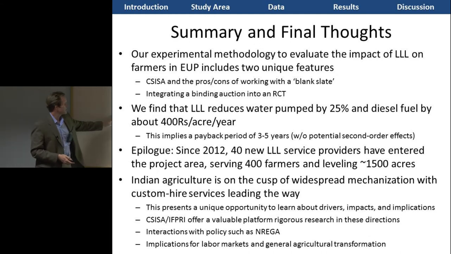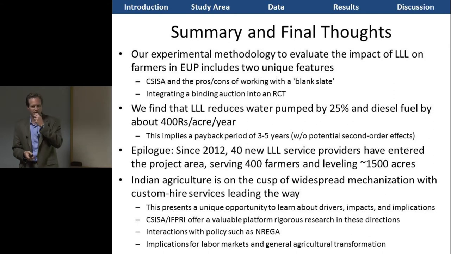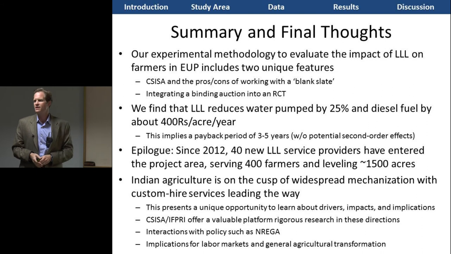So the result, as I said, we find that water pump use decreased by 25%, with diesel fuel savings of about 400 rupees per acre per year, and that, as I was getting at before, implies a payback period of 3 to 5 years, based just on the diesel fuel savings. Now that doesn't take into account these second order effects that I think farmers do actually realize and appreciate. It's just that we didn't have the power to pull them out.